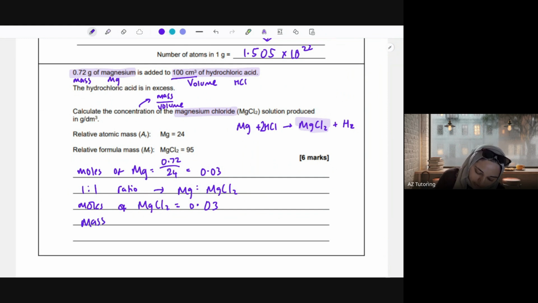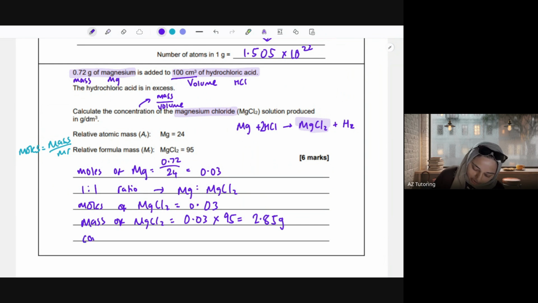Now, if moles equals mass divided by Mr, then mass equals moles times Mr. So we've got, mass of magnesium chloride is going to be the moles, which is 0.03, times the Mr of magnesium chloride, which is 95. That gives us 2.85 grams.